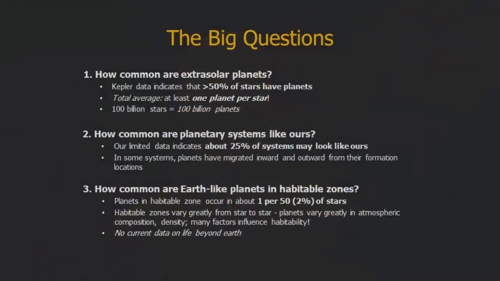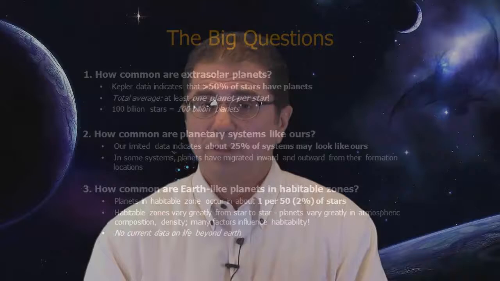Finally, how about Earth-like planets in that habitable zone? Many are very interested in such a question. In other words, could there be planets similar to Earth? It seems that planets in habitable zones are about 1 out of every 50, or about 2%. And again, that may not seem like a big number, but when you multiply that by millions of stars, you begin to get an idea of the exciting possibility that there could well be planets out there that are hospitable.